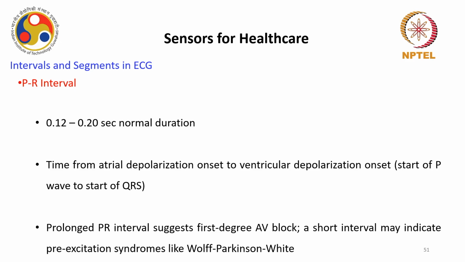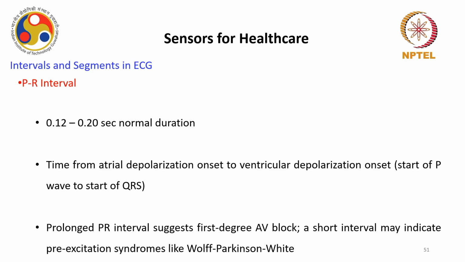The PR interval has a duration of 0.12 to 0.2 seconds in an adult. This is the time from the atrial depolarization onset to ventricular depolarization onset. It means the PR interval is measured from the start of the P wave to the start of the QRS wave. If this PR interval is larger, it suggests a first degree AV block.